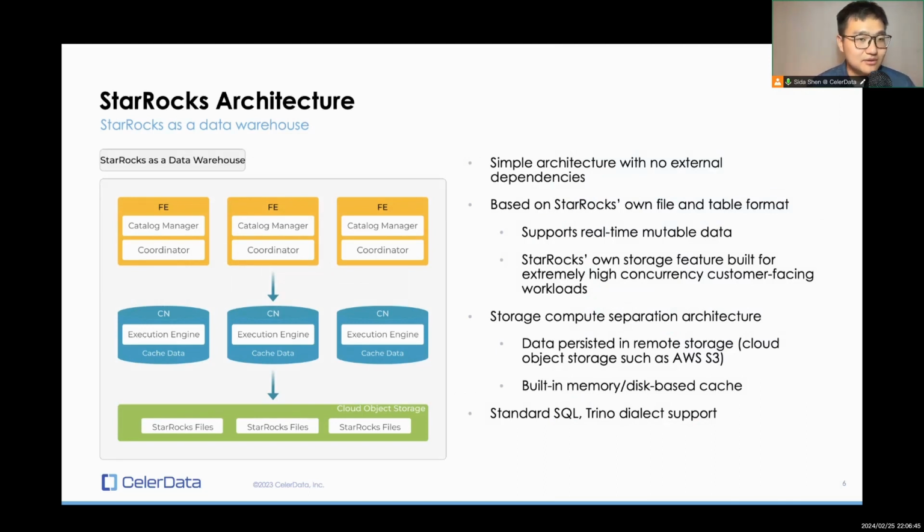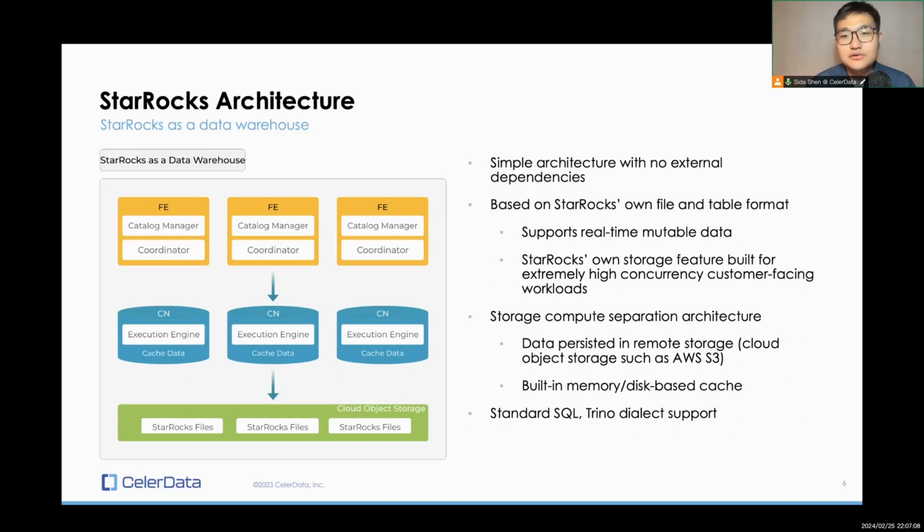FE is the catalog manager, in charge of managing the metadata and generating query plans. And CN is the muscle of the StarRocks cluster, in charge of scanning data from external storages, caching data, and actually performing the query execution.